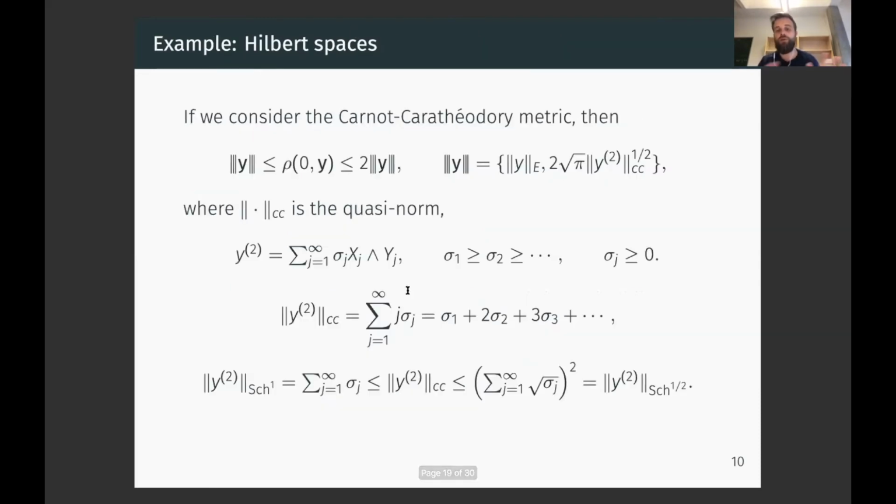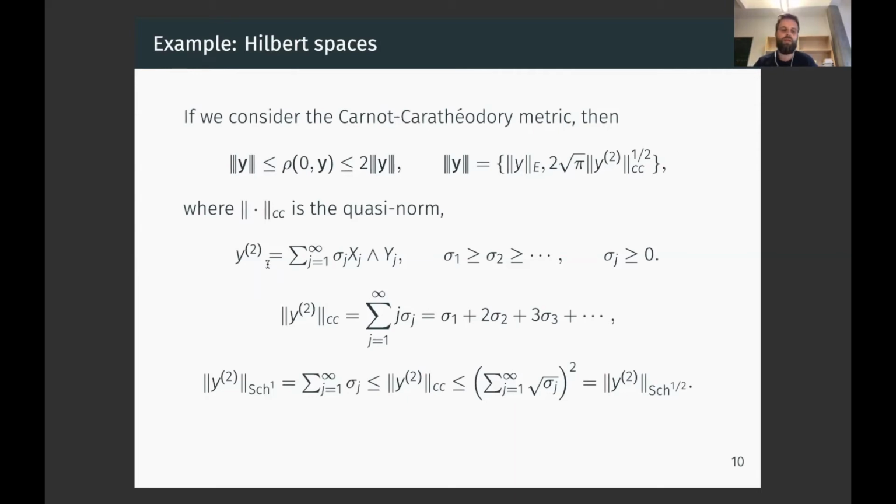So let's show concretely what happens with this Carnot-Carathéodory metric in the case of Hilbert spaces. The formula for the metric is generally kind of complicated, but we can show that it has an equivalence with respect to a simpler metric. We computed that it's equivalent to using the normal inner product here, and then using a slightly different kind of norm on the second order part.